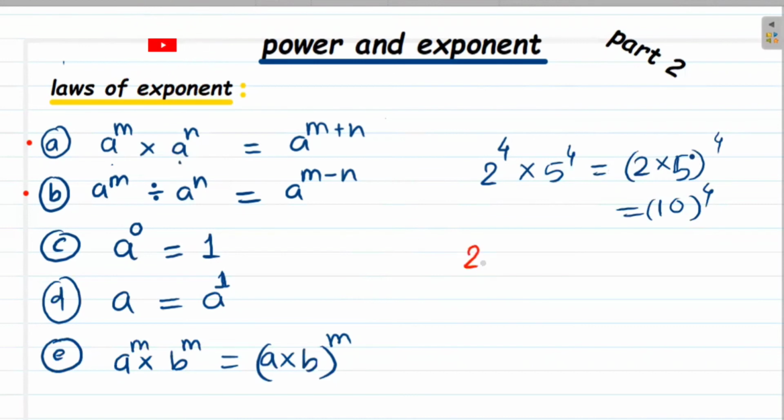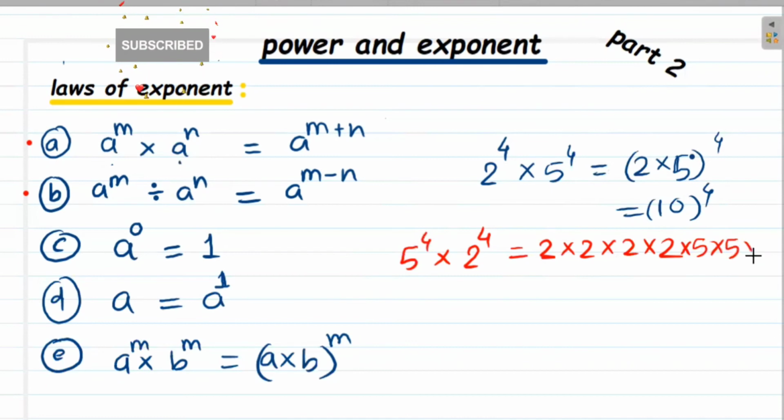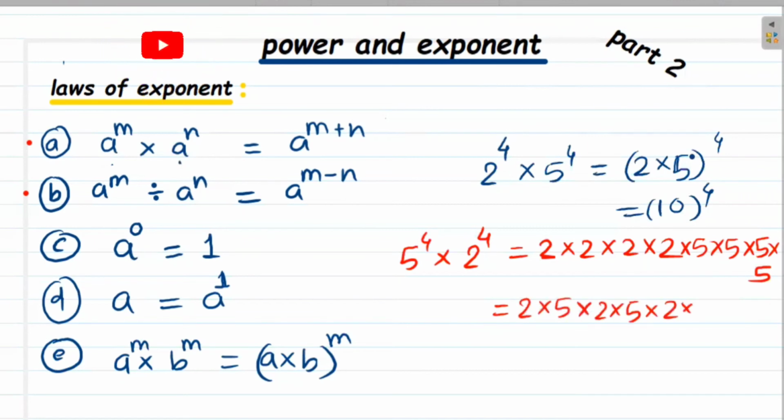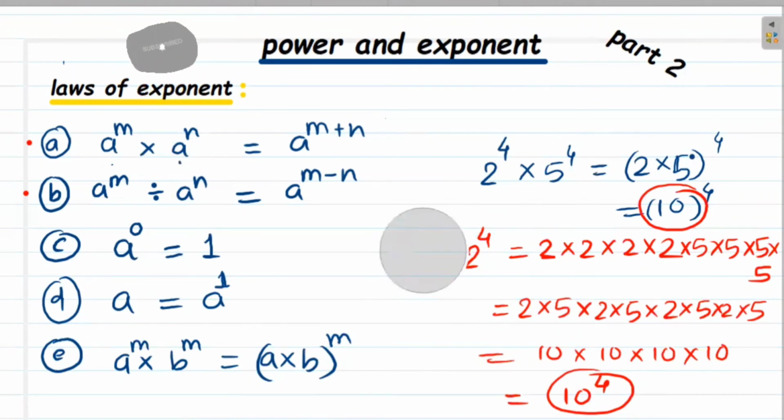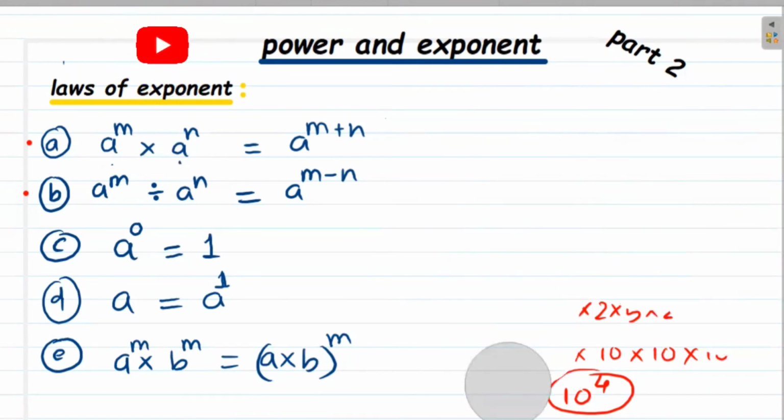Let's see the logic behind it. 2 raised to 4 is what? That is 4 times I am multiplying 2. And 5 raised to 4 means 4 times my 5 will come. So I can arrange this in another format, like an alternate arrangement: 2 multiplied by 5. Now what will it be? 10 multiplied by 10 multiplied by 10 multiplied by 10, right? 4 times 10 is there. So this is nothing but 10 raised to 4. So according to the rule, I'm getting the same answer, and by the traditional method, without using the law also, I'm getting the same answer. So by using this example we can satisfy the law.